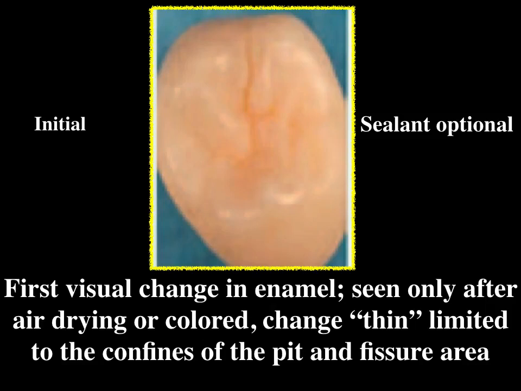Initial caries. In this picture, the first visual change in the enamel is seen only after air drying or when colored. We see a change, thin, limited to the confines of the pit and fissure area. This is initial caries, where we see discoloration in the pit and fissure area. In this case, a sealant is optional. If we don't do a sealant, we should improve the oral hygiene and regular brushing of the tooth to prevent enlargement of the initial caries.